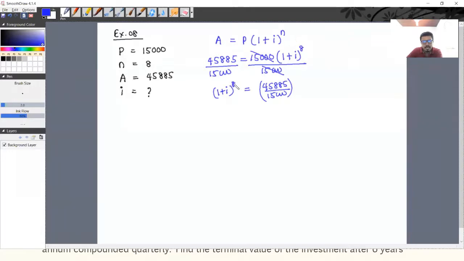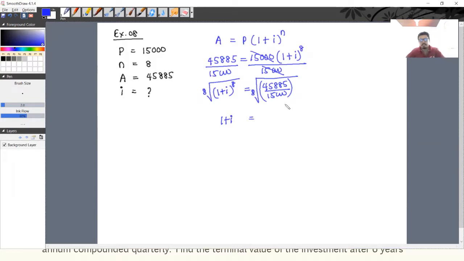Right? Now what do we need to do? To make I the subject, we need to eliminate this 8. How can we eliminate this 8? By applying the 8th root. Apply the 8th root and it cancels. In an equation, we can't perform it on only one side. Therefore, we need to apply the 8th root to our right hand side as well. So on the left hand side, we will be left with 1 plus I.